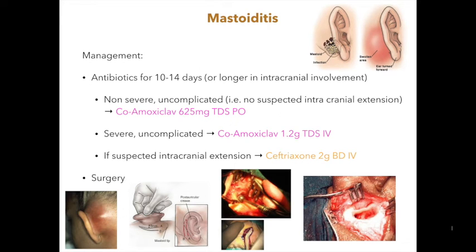The way we manage it is with antibiotics. If you have intracranial involvement, it will have to be longer. If it's non-severe, then you can give antibiotics just orally. Otherwise, you have to give IV antibiotics, and if you suspect intracranial extension, then you need something with good penetration, like ceftriaxone. And then surgery is necessary when you have very, very bad cases.